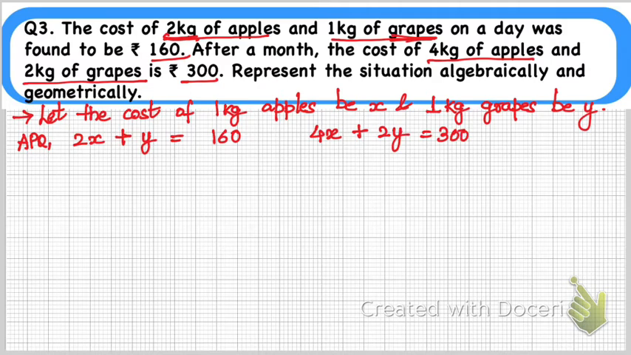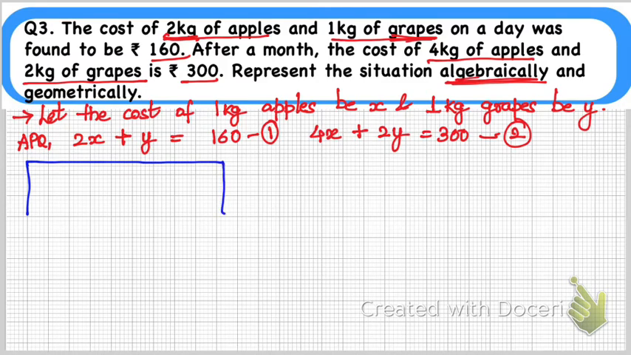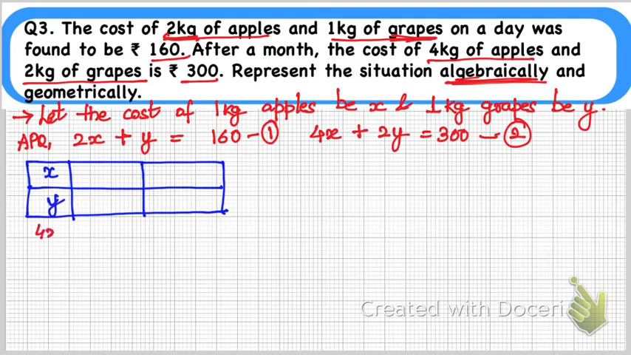Now we will plot the points first. We will have to plot the points for plotting the graph. So assuming this one as equation 1 and this one as equation 2, this is the algebraical representation of the situation. Now moving on to the geometrical representation, we need to plot the points first. Okay, x and y. So what I will do is I'll write the equation number 2 once again here.